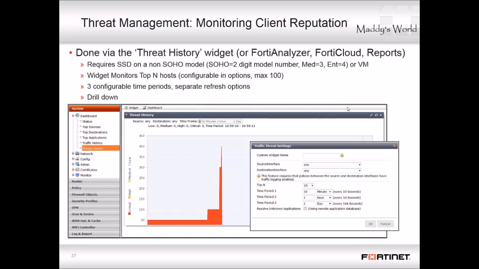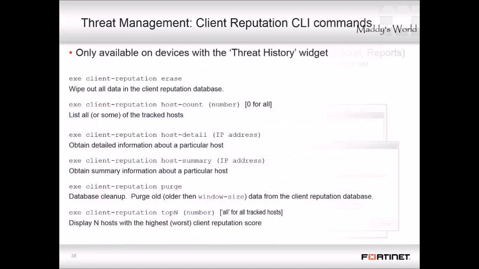The widget monitors the top scoring devices in your network. The widget can be configured with how many to track and even has settings for 3 variable time periods that you can select. By selecting different parts of the graph, you can drill down through it and find out exactly what was going on. There are also some CLI commands that can be used with client reputation. These are only available on devices where you can do local monitoring of the scores. We won't be discussing these in depth, but the commands are listed here and are fairly self-explanatory.